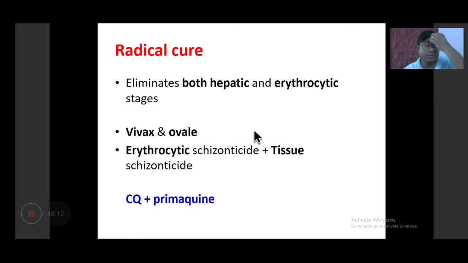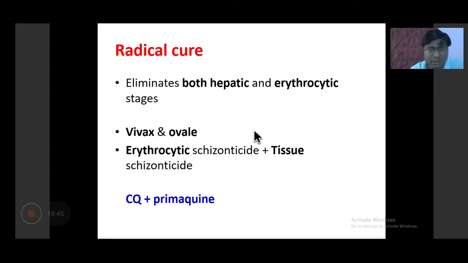So what is radical cure? We just saw that clinical cure is when the patient comes with the symptoms, you are treating the symptoms at that point of time. You are giving high efficacy, fast erythrocytic schizonticide like the artemisinin group of drugs, chloroquine, quinine, atovaquone, mefloquine. While for radical cure, we are targeting both the erythrocytic as well as the hepatic stage so that it will not come again. The parasite which is in dormant stage, we need to target that.